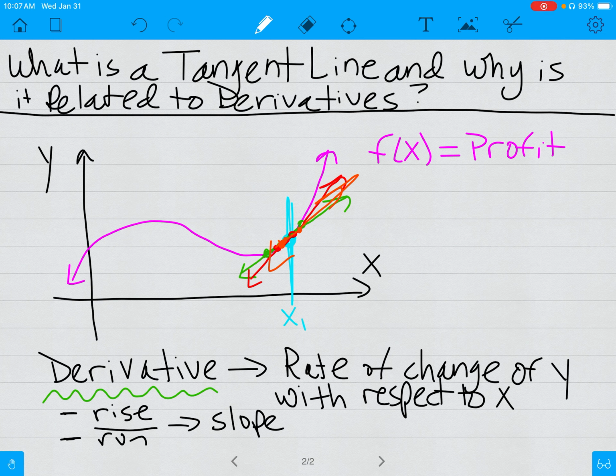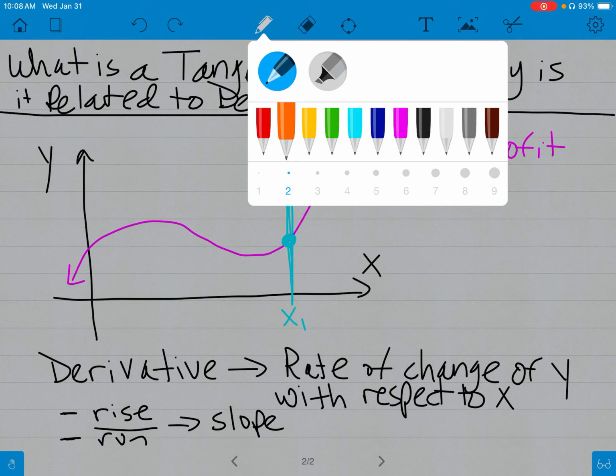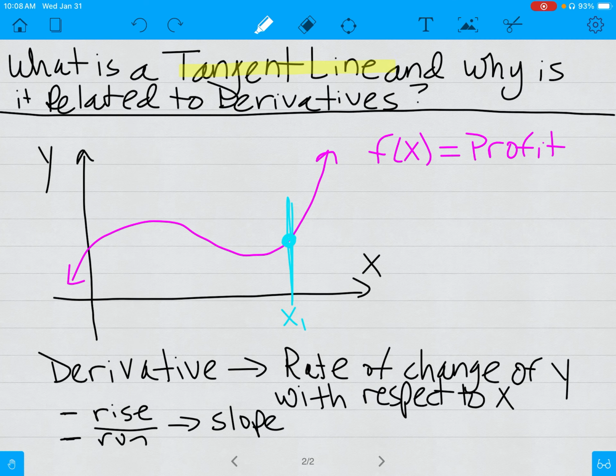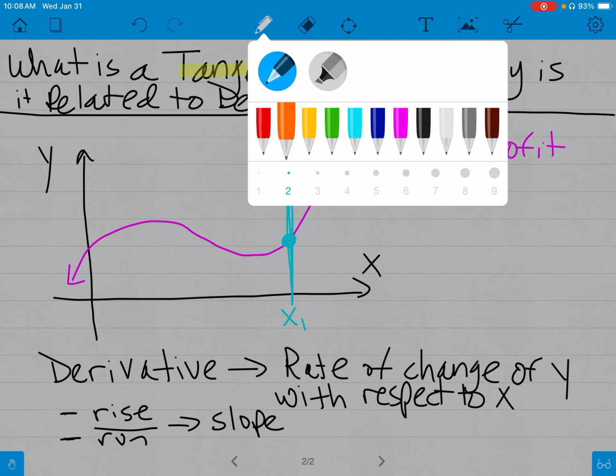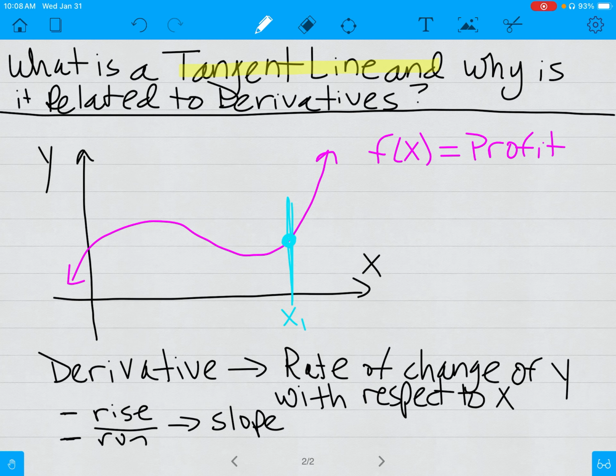And that's where we get this idea of a tangent line. So I'm actually going to get rid of all these lines and points that I just drew. And then I will show you what the tangent line is and how it's created. So when we're looking at tangent lines, what we're looking at is specifically if I were to draw a straight line that only touches the curve that I'm interested in, my f of x, my profit curve, it's only going to touch it at that x1. That's a tangent line.